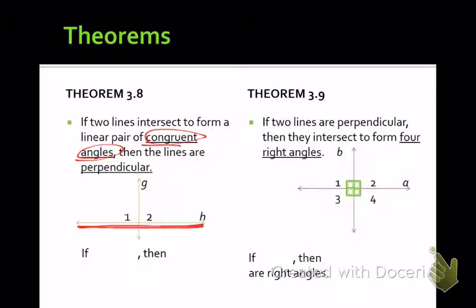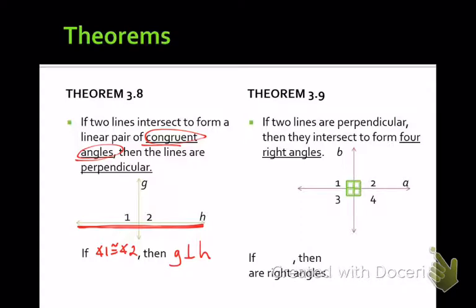Now, this theorem takes the right angle piece out of it. It just says that if you have two lines that intersect to form a linear pair of congruent angles. So if I want to use this diagram to show this theorem, I would want to use the symbols to write out the if-then portion of the theorem. So what this is saying is that if I know in this diagram that angle 1 is congruent to angle 2, then I would know that G is perpendicular to H, never having to talk about right angles at all. And that's the point of the theorem.